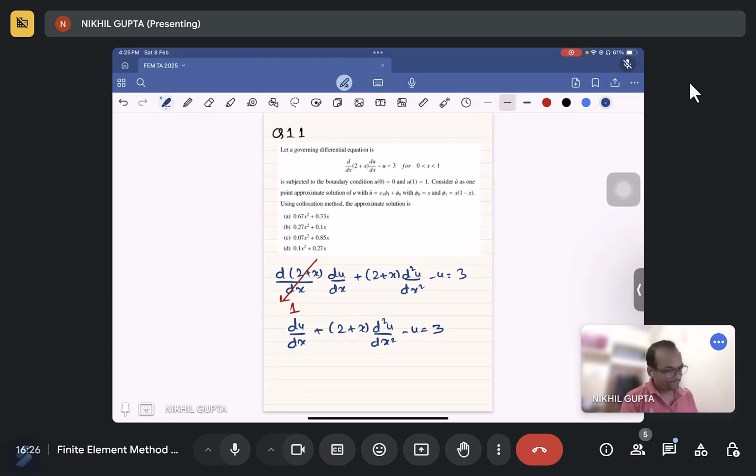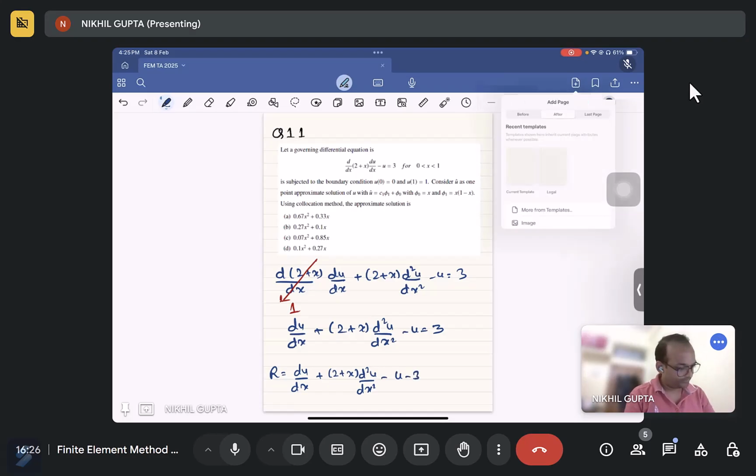Okay. Since you have to form the collocation method, you have to find the residual. So let's write R as du by dx plus 2 plus x d2u by dx square minus u minus 3. So this will be your residual.